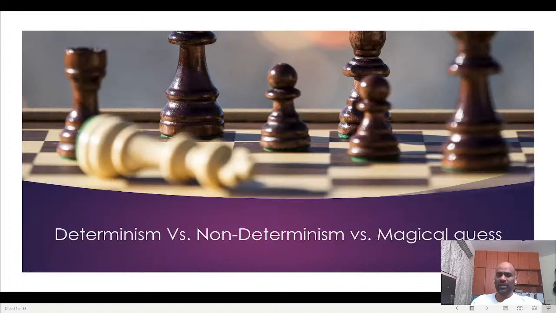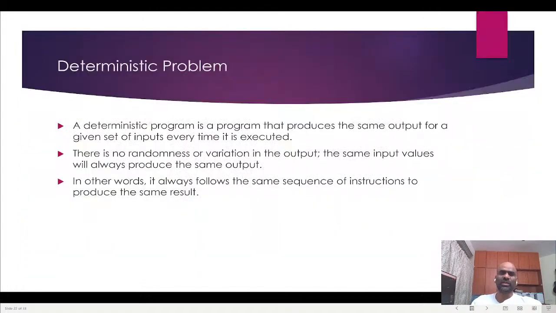So now we come back to determinism and non-determinism with the magical guess. Deterministic problems are problems that produce the same output for a given set of inputs every time they are executed. There is basically no randomness.